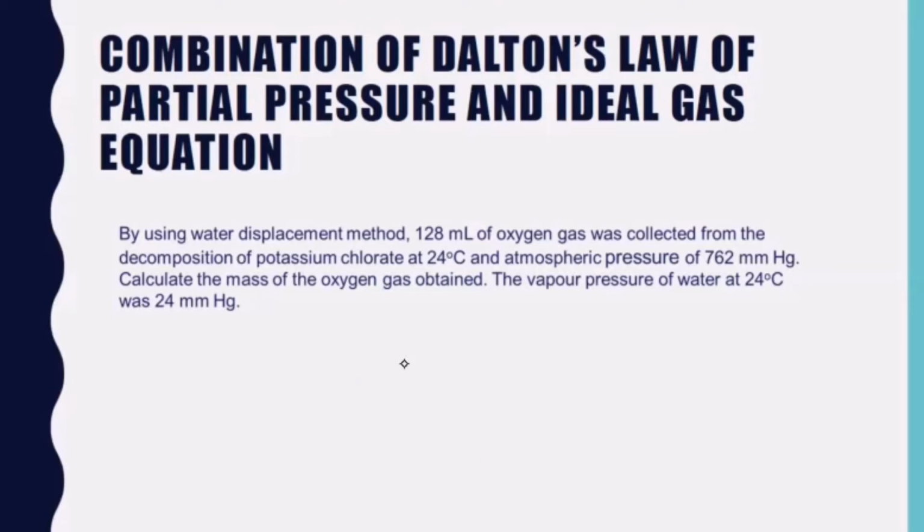By using the water displacement method, 128 ml of oxygen gas was collected from the decomposition of potassium chlorate at 24 degrees Celsius and atmospheric pressure of 762 mm mercury. Calculate the mass of the oxygen gas obtained. The vapor pressure of water at 24 degrees Celsius was 24 mm mercury.